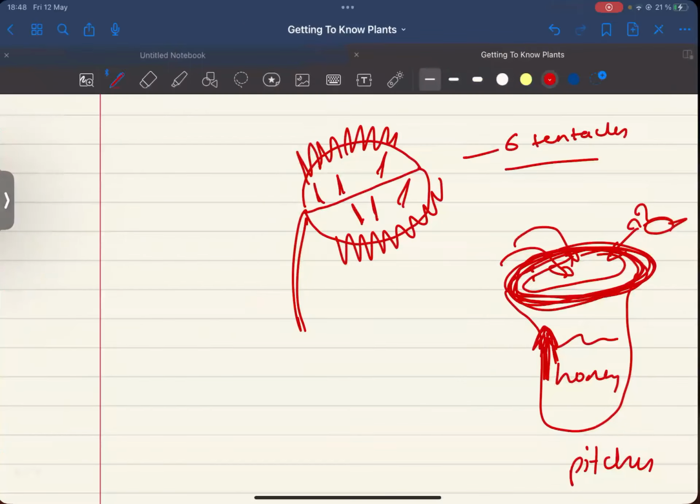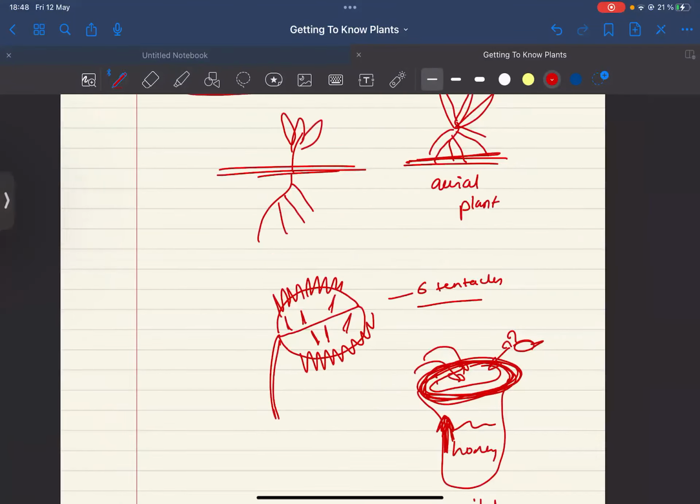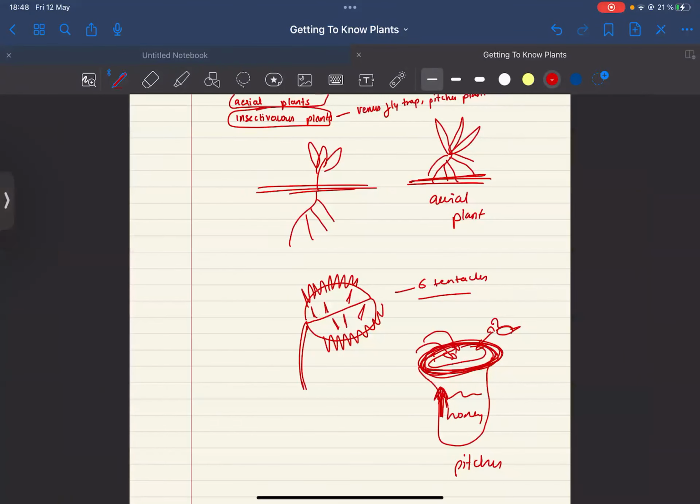Okay, are you all fine now? Toxic nectar drugs them down, ma'am. That is why they fall, because they get unconscious when the nectar is drugging them. Okay, it's poisonous. All right, so these are the two types of insectivorous plants.